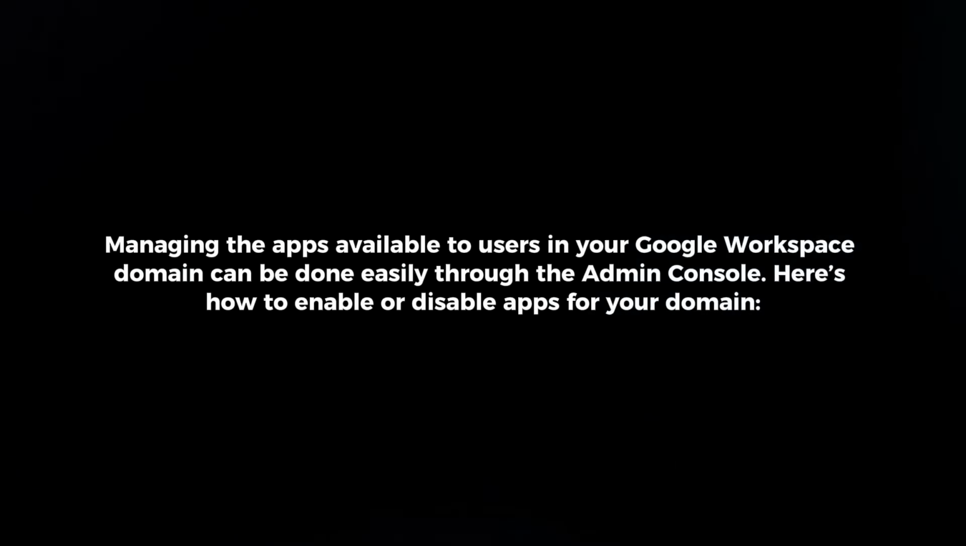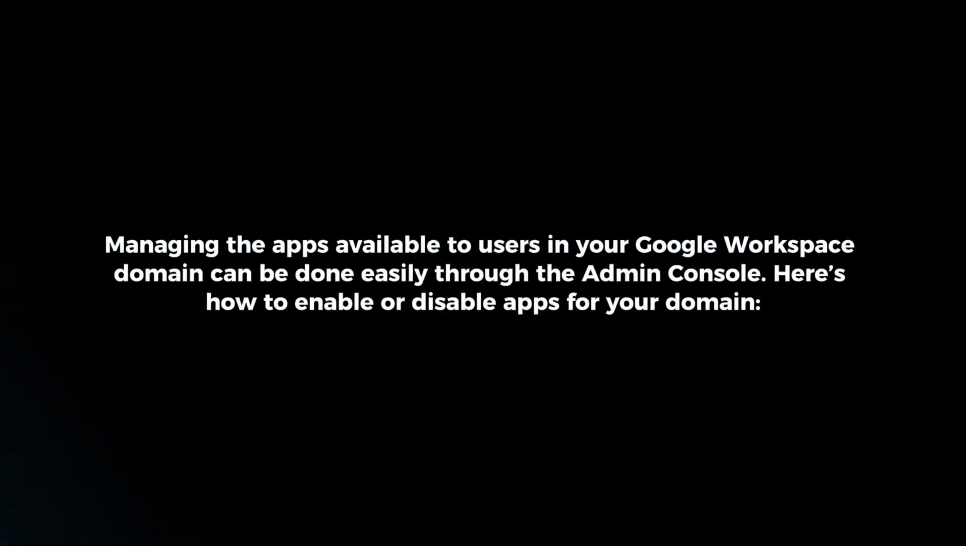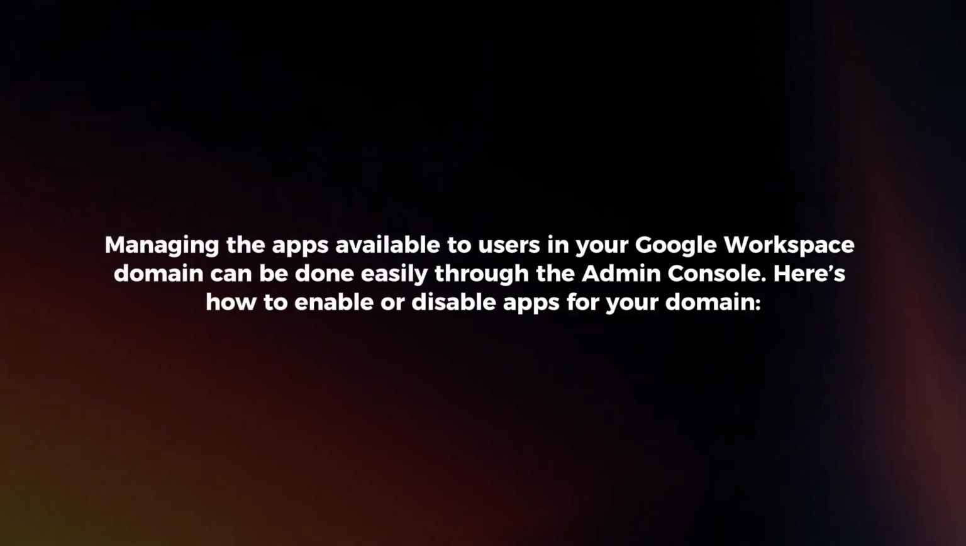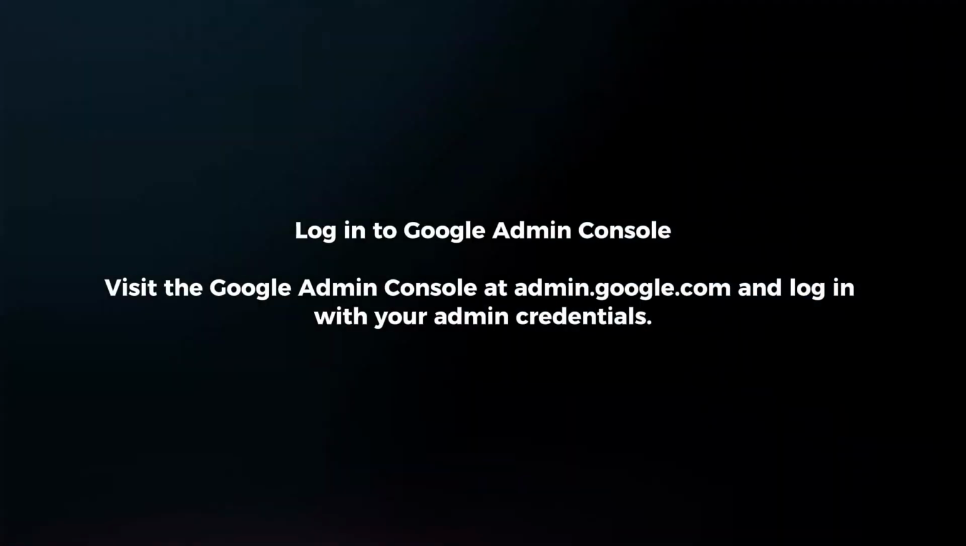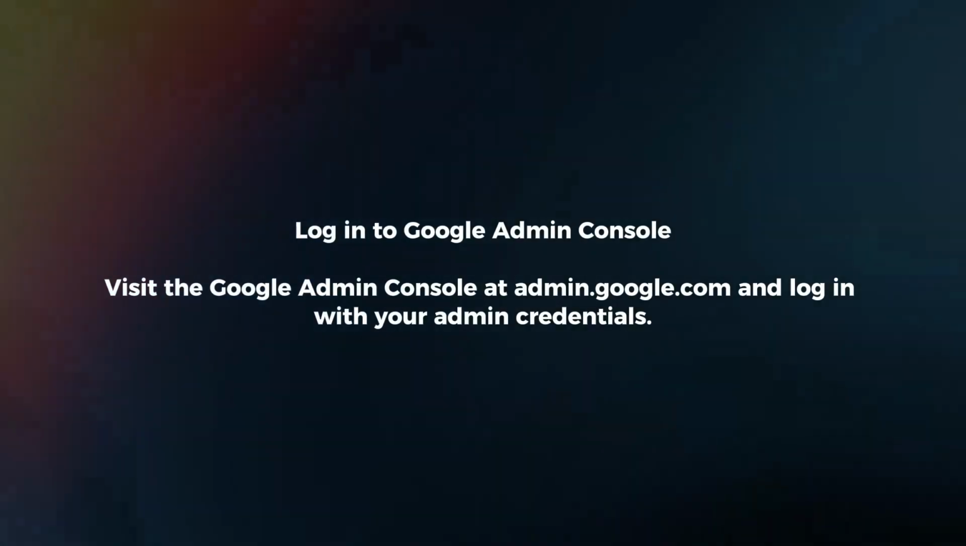Managing the apps available to users in your Google Workspace domain can be done easily through the Admin Console. Here's how to enable or disable apps for your domain. Log into Google Admin Console. Visit the Google Admin Console at admin.google.com and log in with your admin credentials.